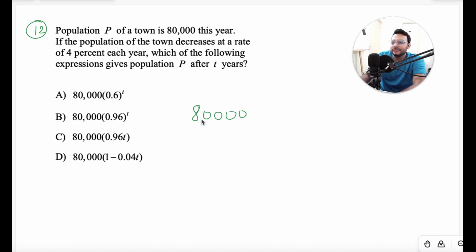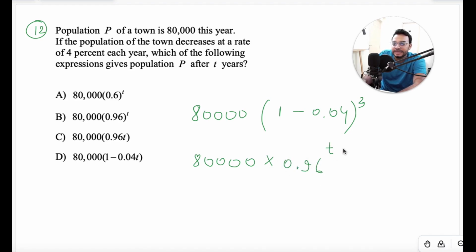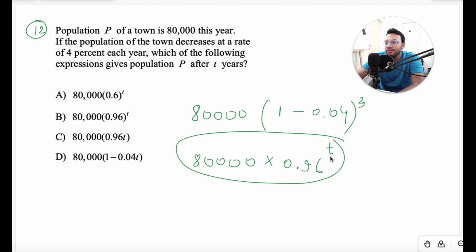Let's say this year it's 80,000. At the end of 1 year, it's 80,000 times (1 − 0.04). 4% basically means 4 over 100, which is 0.04. Then at the end of the second year, this will become squared. At the end of the third year, cubed. So basically 80,000 times 0.96 raised to the power of t. This is the exponential expression to represent the population P of this town.